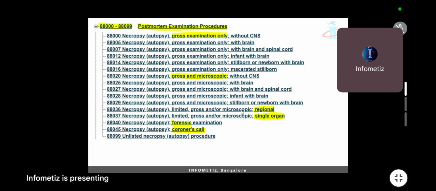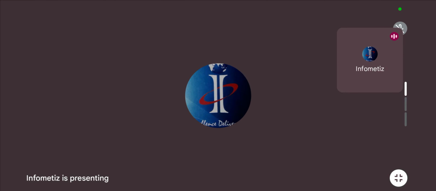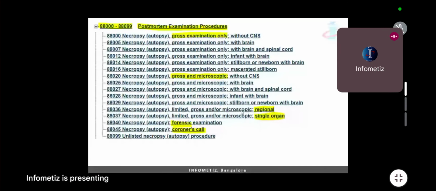Or neonates, newborn baby or neonates. The age limit is 0 to 28 days. If it is 29 days or 30 days, it will come under infant. Okay.